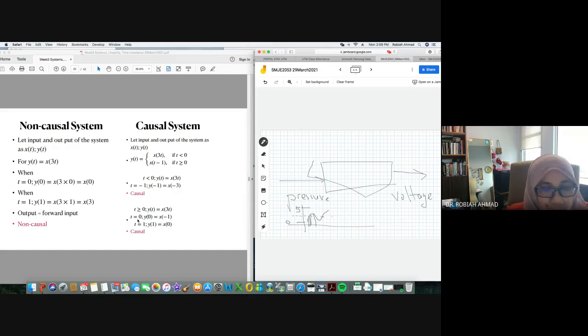When t equal to 0, y0 equal to x minus 1. So for this one, with one added condition here, this system becomes a causal system. Causal and non-causal we will also apply later, towards the end, when we get into Fourier and so forth. For the time being, I need you to know how to differentiate between the causal and non-causal system.